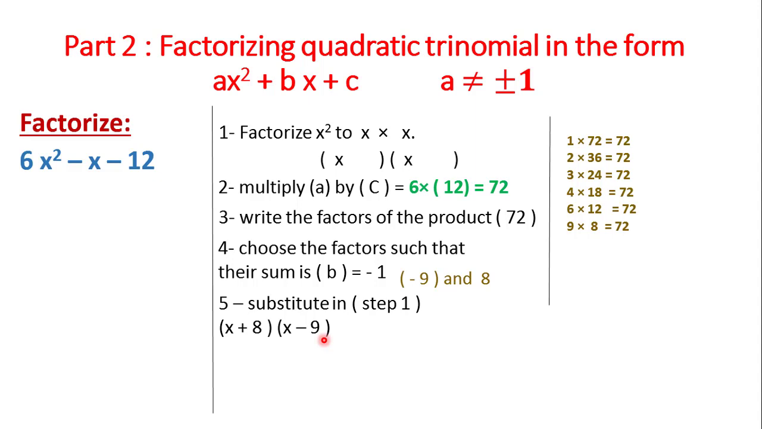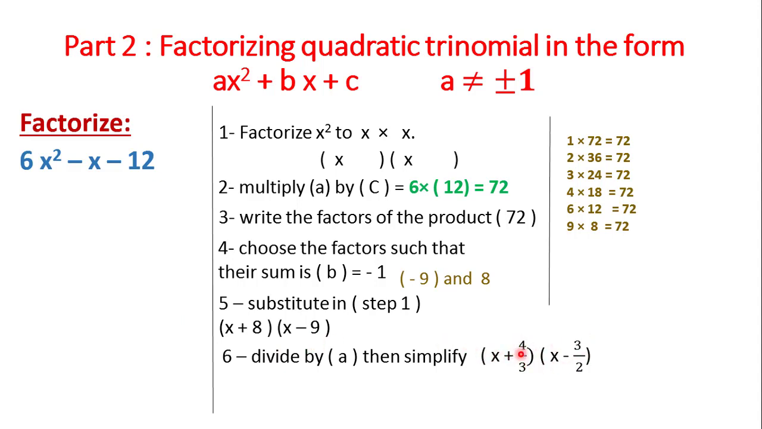Now I'll divide by a. a is the coefficient of x². So I'll divide by 6 and simplify. I'll divide 8 by 6. If you simplify, I'll divide up and down by 2. So I have now 4 over 3. By the same way, 9 over 6, I'll divide up and down by 3 to get 3 over 2.